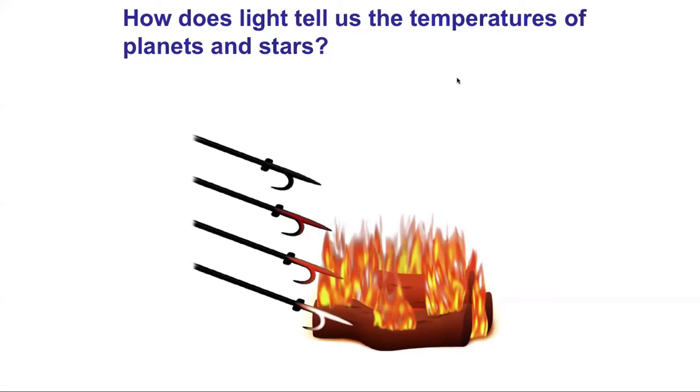Steinhauer here. Welcome back. We're now going to see how light can tell us the information about the temperatures of objects, how hot they are. And this too is something that you have some experience with in your everyday life.